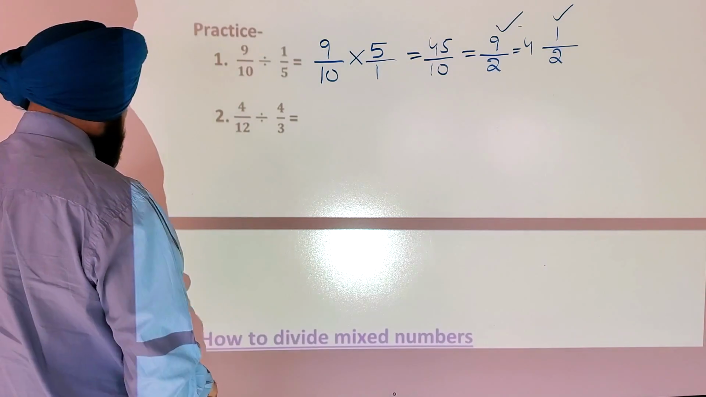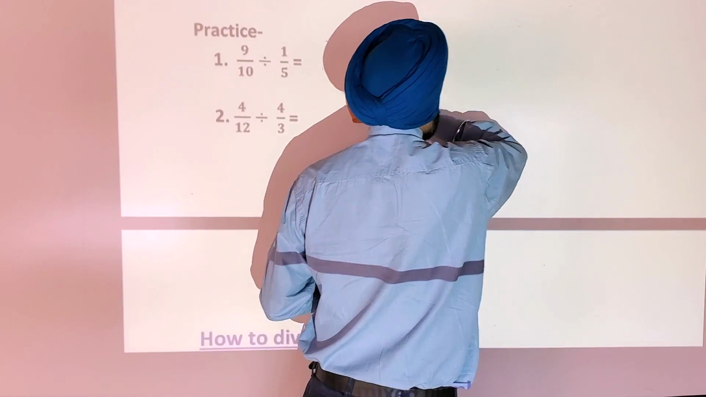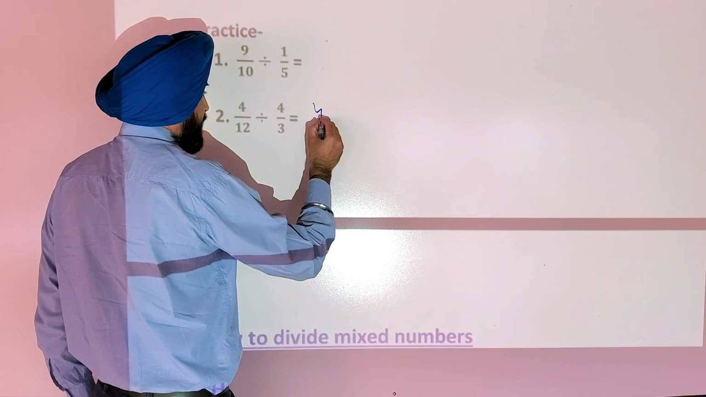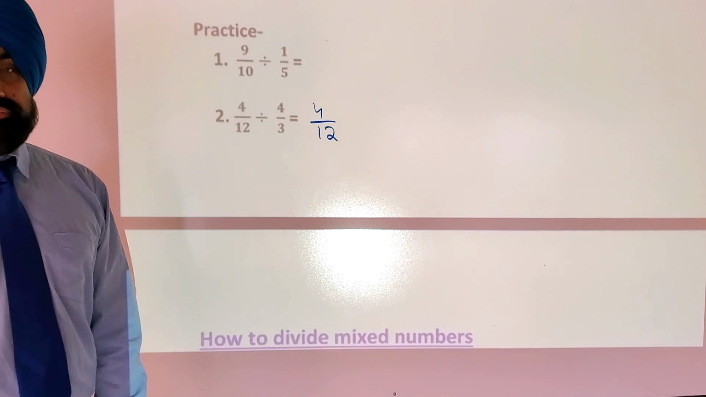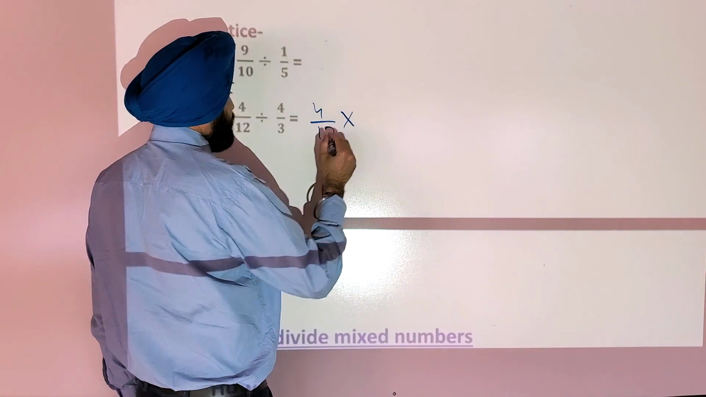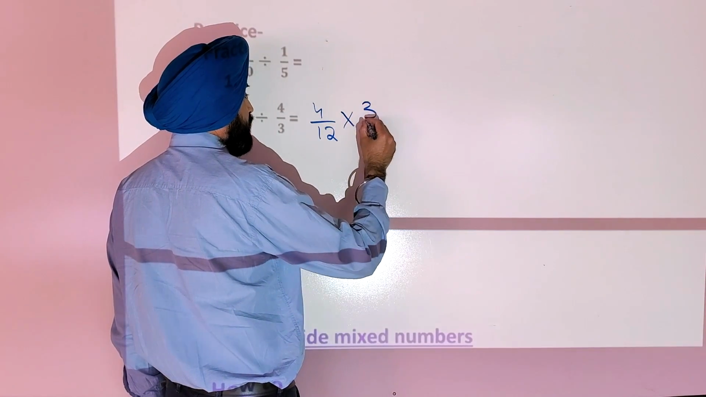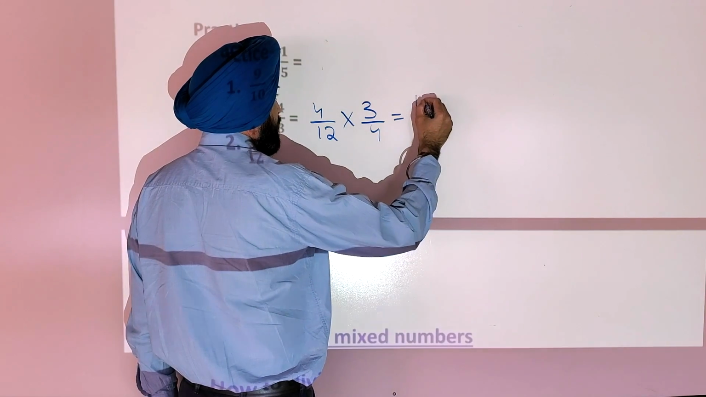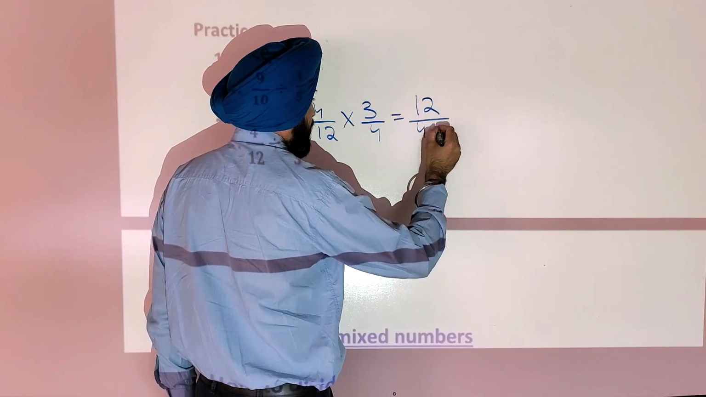Let's see another question. 4 over 12, write as it is. I said don't do anything with the first fraction in the beginning. Instead of division, write multiplication. Flip the second. So 4 over 3 is 3 over 4. Multiply top by top. 4 times 3 is 12. And bottom by bottom. 12 times 4 is 48.